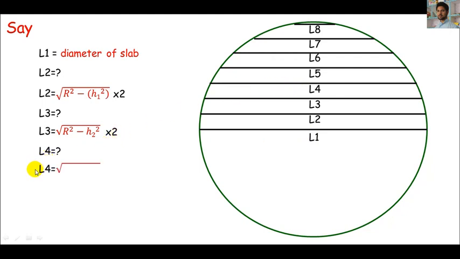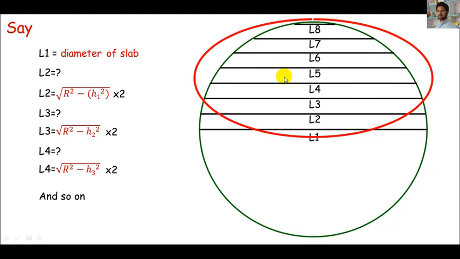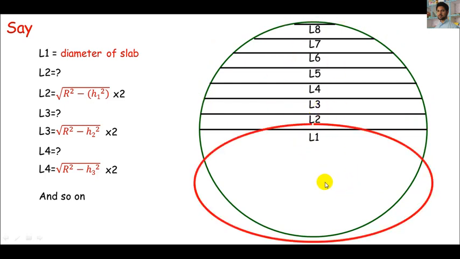What will be L4? It's the same method: the square root of r square negative h3 square, times 2. What is h3? It is just the distance between L1 and L4. This is a nice formula for calculating the lengths of these bars, and so on. I think for better understanding we must have an example. But before the example, when you calculate the steel for this half slab, then just multiply it by 2 and you get the full slab.